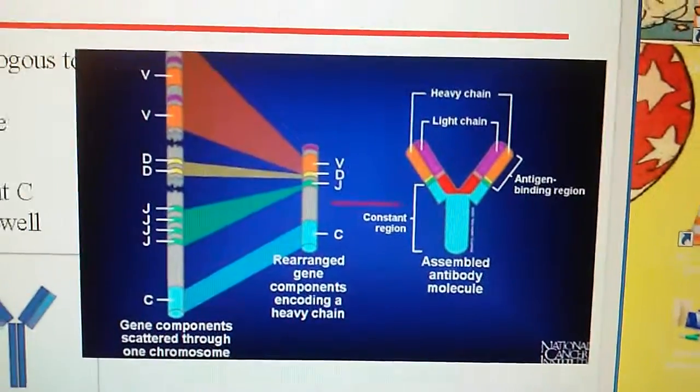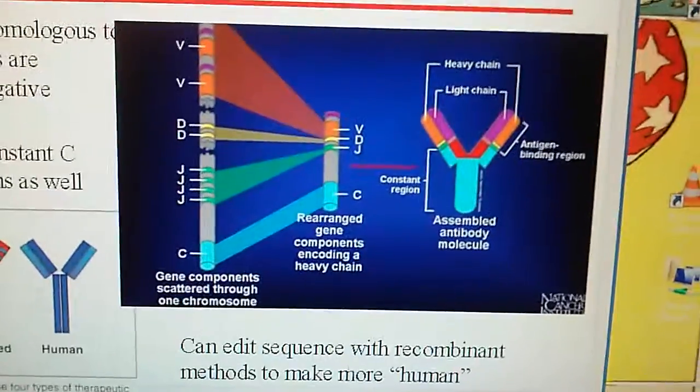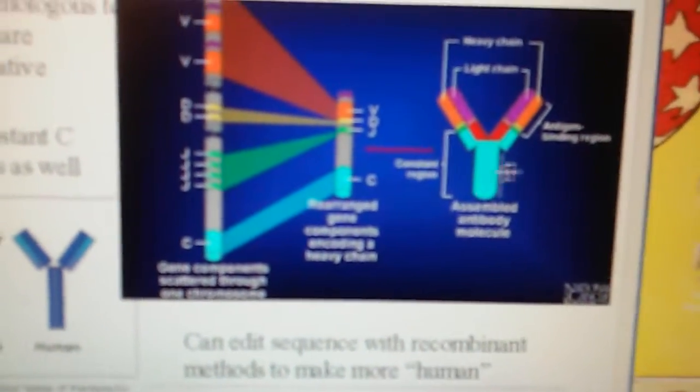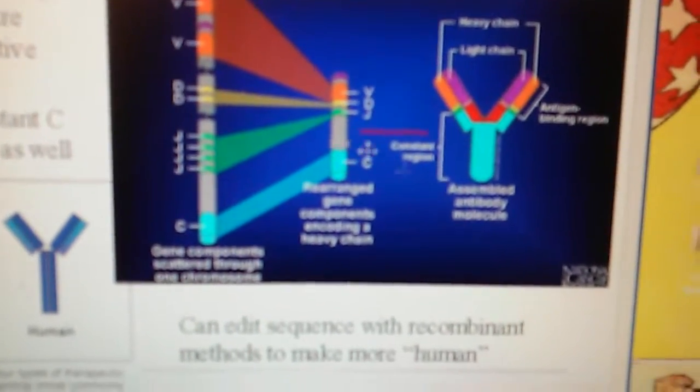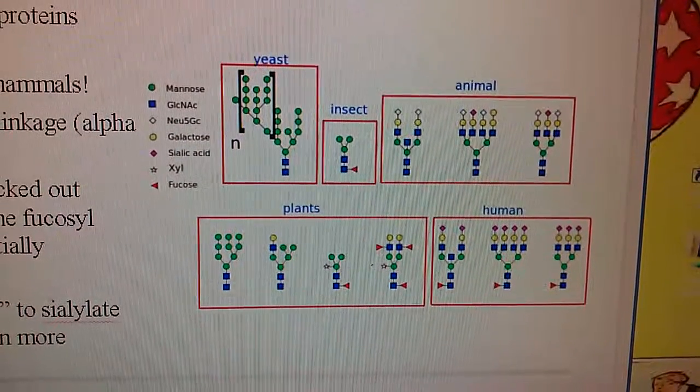You will extract the DNA from the clone that you have, and you can go in and edit this constant region, which is the region that usually differs, and a couple of areas in the variable region to humanize the antibody. So the last step is to make sure that your antibody has a human type glycosylation.